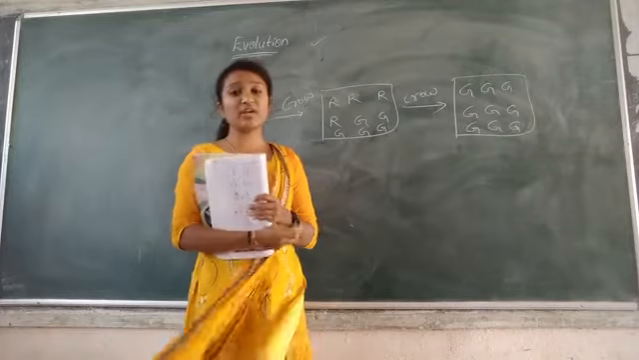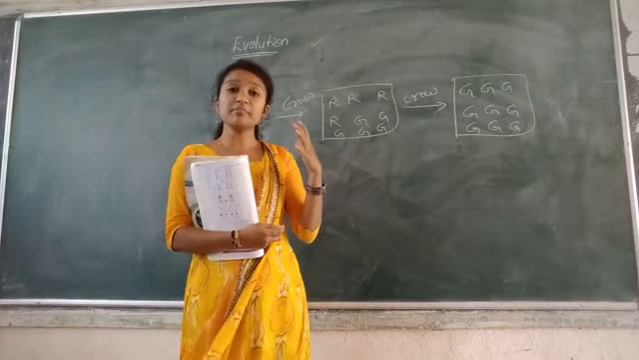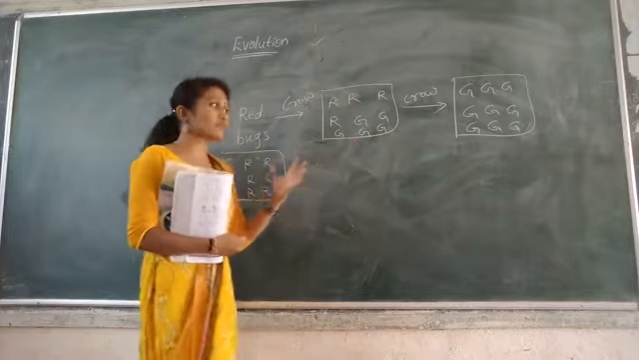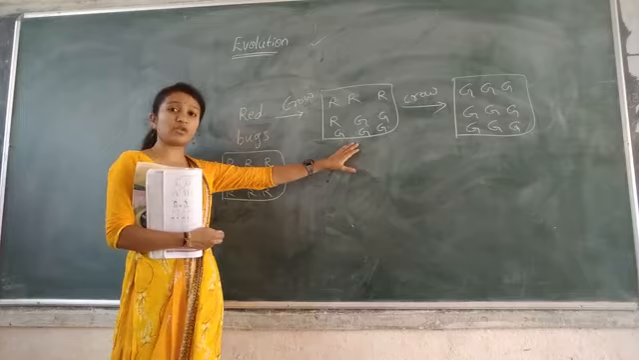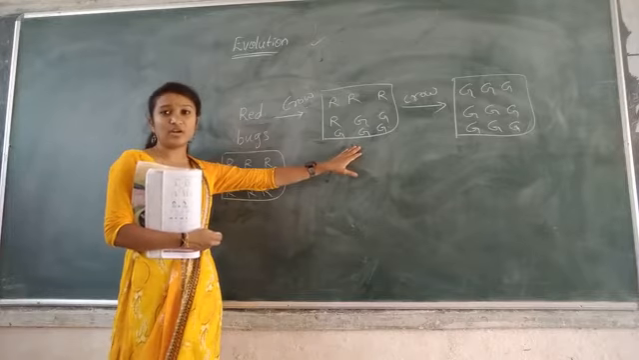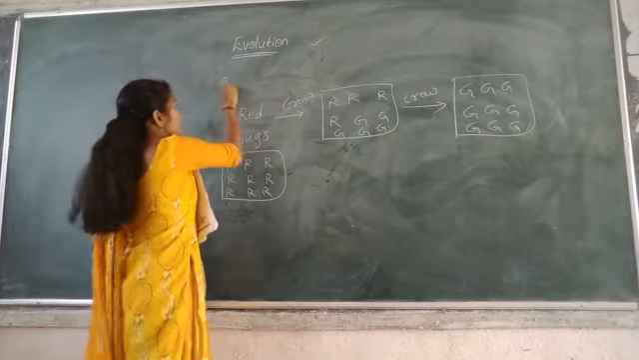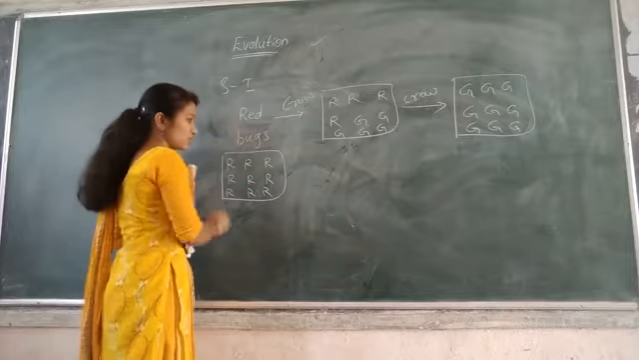So here what can you understand? Because of some changes in the color. See here, because of the green color only this bug is saved. So this is situation 1, right? Now we will go to situation 2.